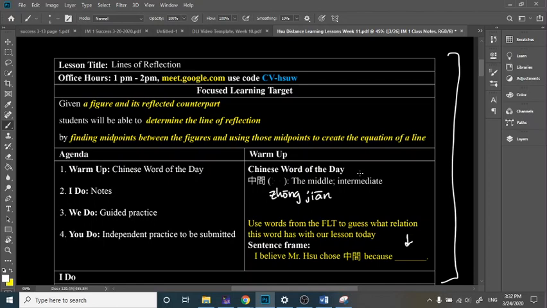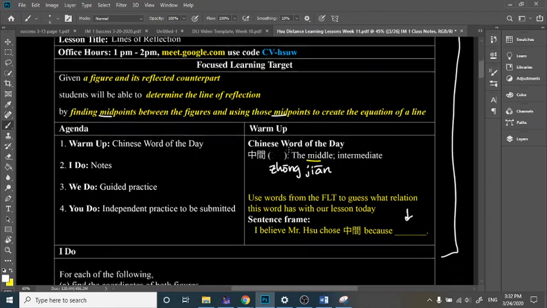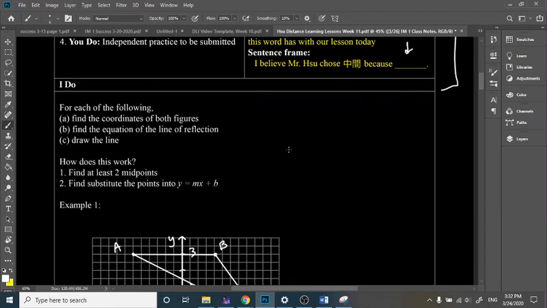So why might I have chosen the word that means middle? Well, you see mid. You might also notice mid what? Midpoints. All right, that tells us some stuff. Midpoints. We're going to be using that somehow, somewhere in all of this. So let's move on. Let's see why we're doing that.